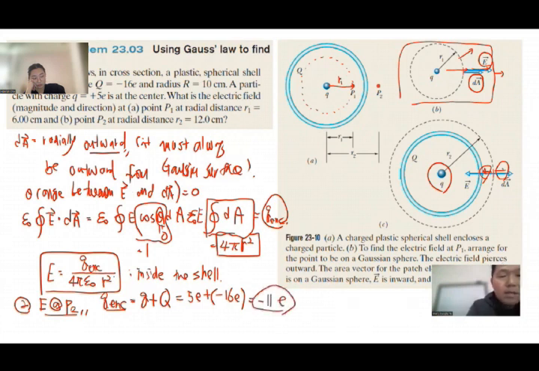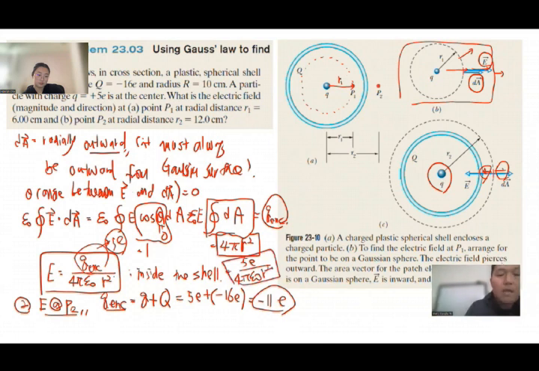By the way, when the radius of the Gaussian sphere is smaller than the spherical shell, then this Gaussian sphere only includes the point charge in that enclosure, so that Q value should be 5e. So that is the same as 5e over 4 pi epsilon naught r squared.